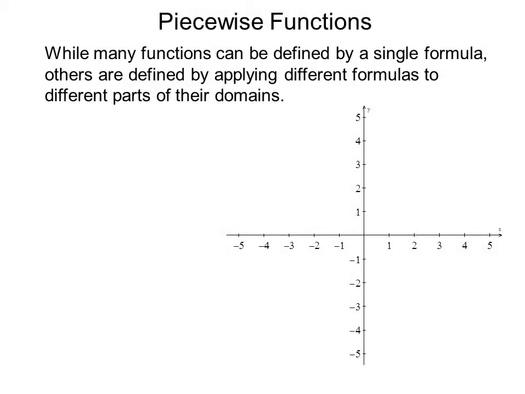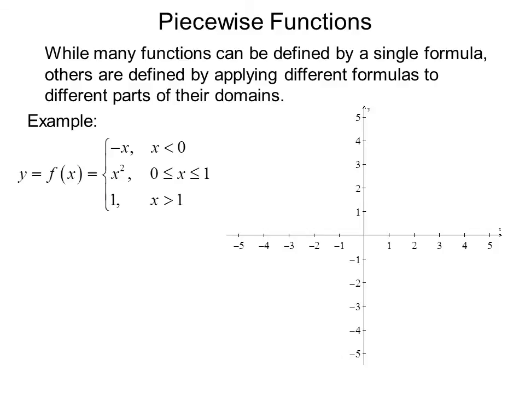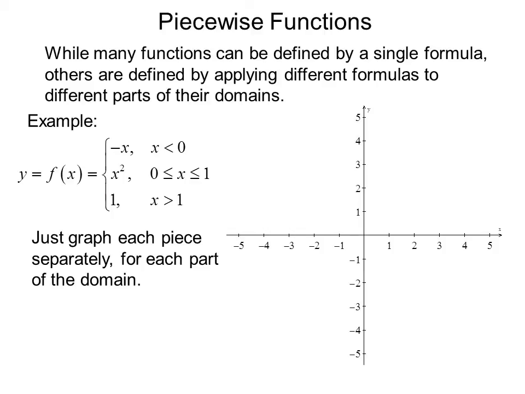Piecewise functions. While many functions can be defined by a single formula, others are defined by applying different formulas to different parts of their domains. For some reason, some students are a little apprehensive when it comes to piecewise functions, but you'll find they're really pretty easy once you learn the trick. For example, y equals f of x equals negative x when x is less than 0, x squared when x is between 0 and 1, and 1 when x is greater than 1. Just graph each piece separately for each part of the domain.